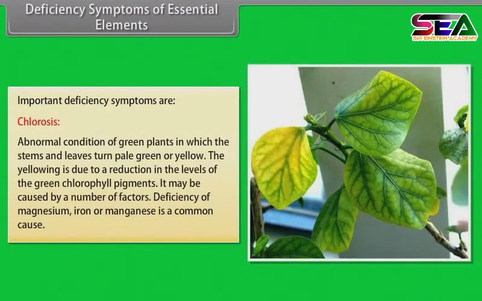an abnormal condition of green plants in which the stems and leaves turn pale green or yellow. The yellowing is due to a reduction in the levels of the green chlorophyll pigments. It may be caused by a number of factors. Deficiency of magnesium, iron or manganese is a common cause.